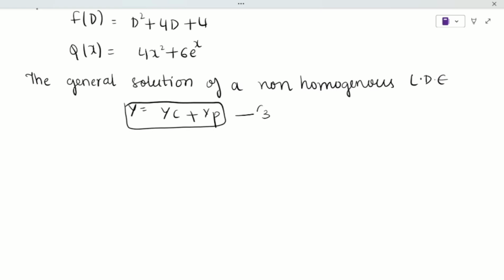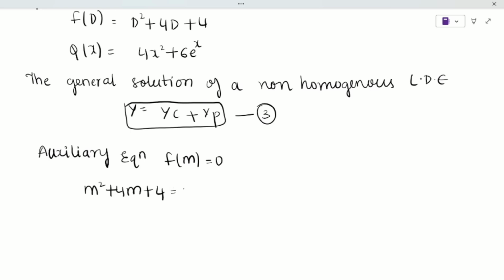We have the formula y is equal to yc plus yp, where yc is the complementary function and yp is the particular integral. Now I am taking this as equation 3. After this, I am going to find the auxiliary equation. Here we have the condition for the auxiliary equation in undetermined coefficients: f of m should be 0. So I am taking this as the condition.